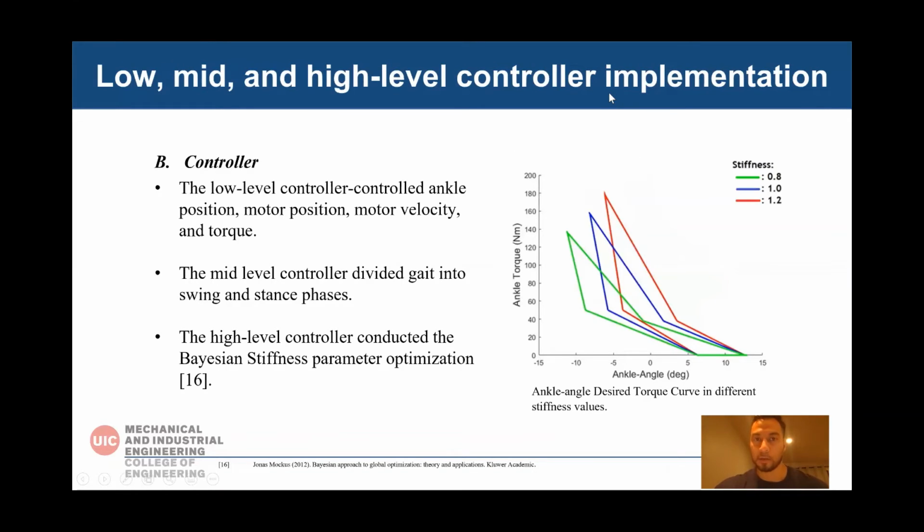And now Tin-Chun will review our controller setup. Hi, my name is Tin-Chun. I'm gonna talk about our controller.